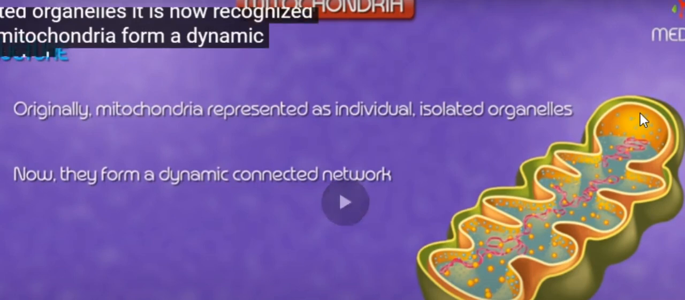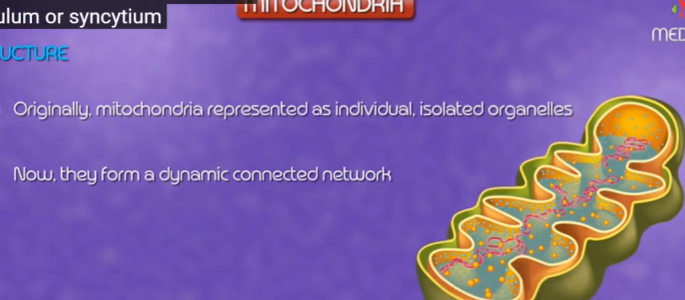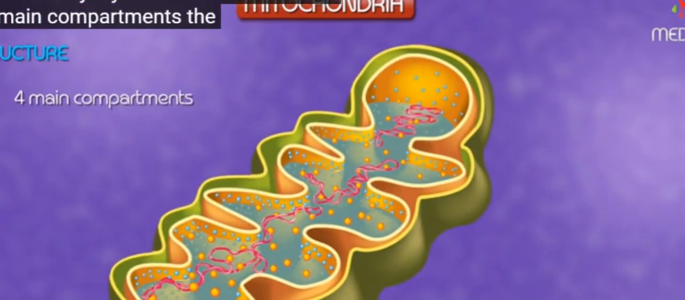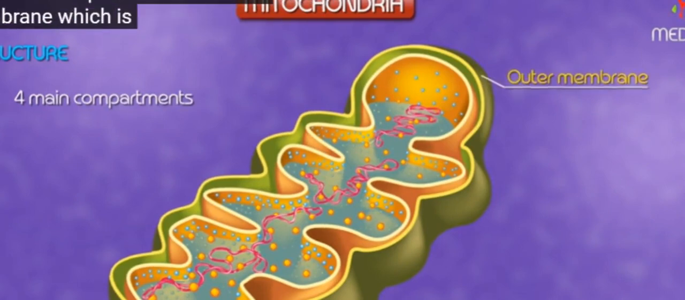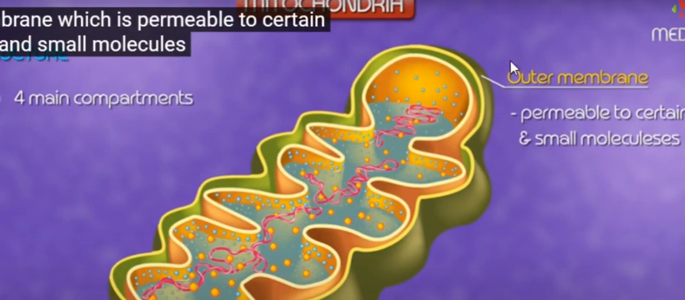Mitochondria have four main compartments. The outer membrane, which is permeable to certain ions and small molecules. You have to see these four main parts of the mitochondria here. This one is the outer membrane, which is permeable, meaning it allows different kinds of ions and small molecules like water molecules to pass through it.